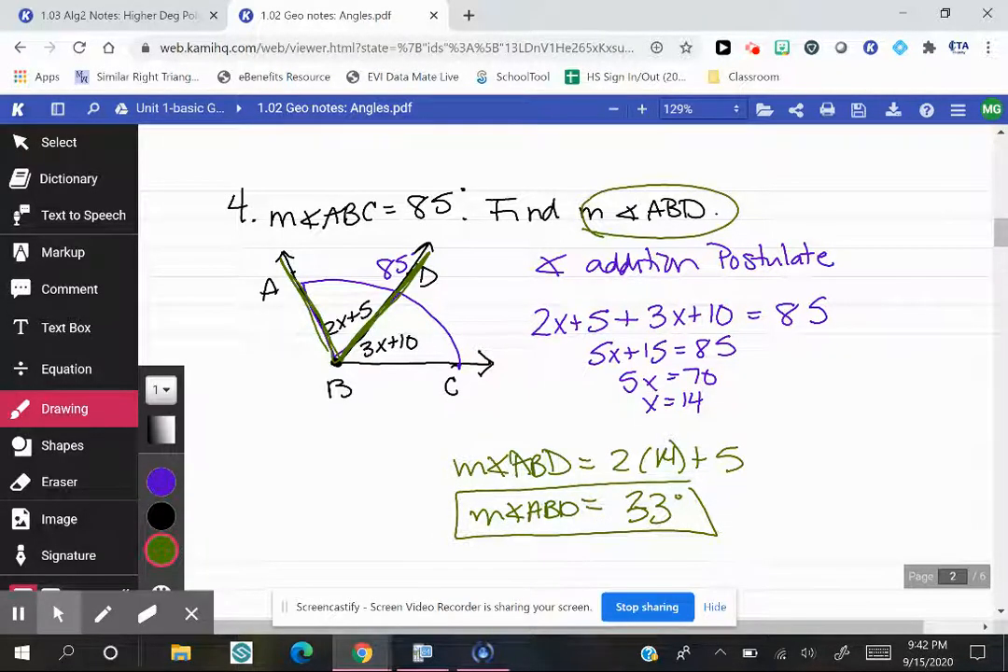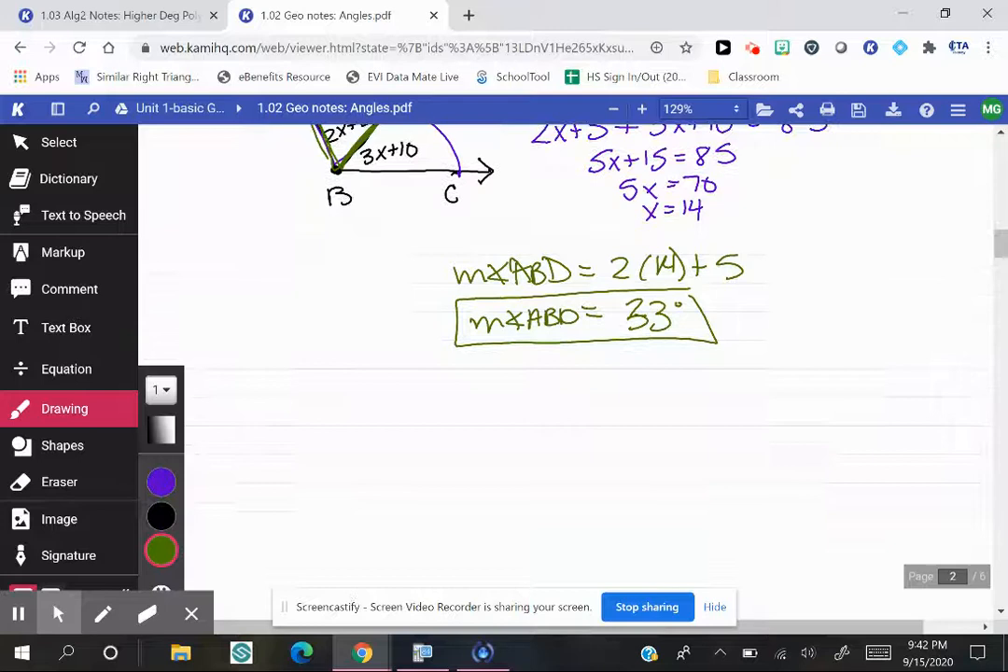For your final answer. So that's angle addition postulate. Sum of the parts equals the whole.